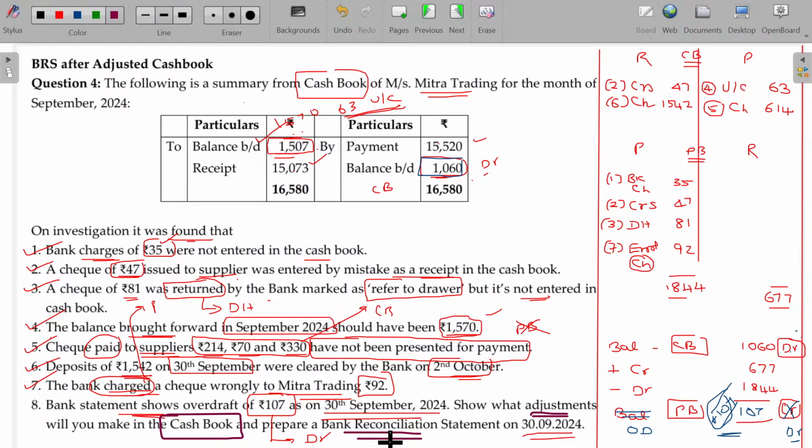But we prepared BRS directly. It's not the correct way. We have to prepare the adjusted cash book and then prepare the BRS. How can you prepare the adjusted cash book? Among these items, leaving the checks, all other items will be incorporated in the cash book. Two items are not going to be adjusted. One is check related. Second one is also banker's error.